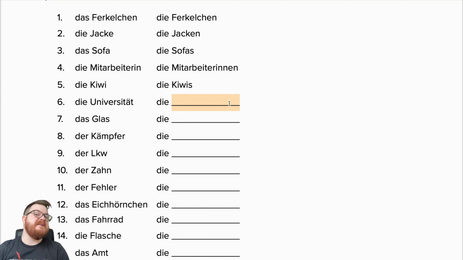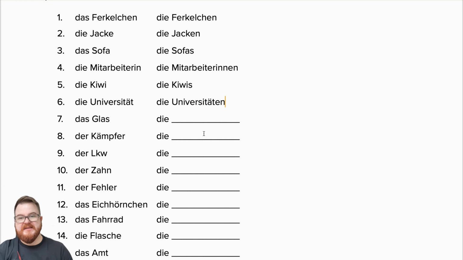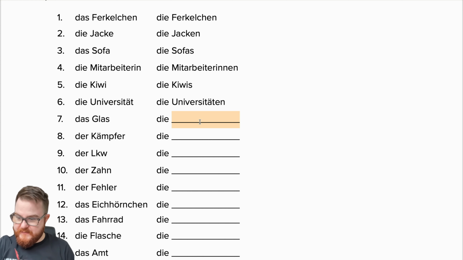Die Universität is a feminine noun, and about 70% of the time or more, when we have a feminine noun, we're going to put an en on the end, and that's exactly what we're going to do. Die Universitäten. Das Glas is a one-syllable neuter noun, and in that case, we need to put an umlaut and er. Okay, die Gläser.